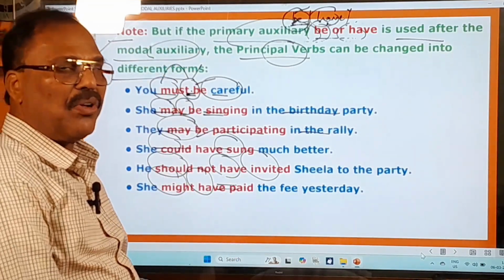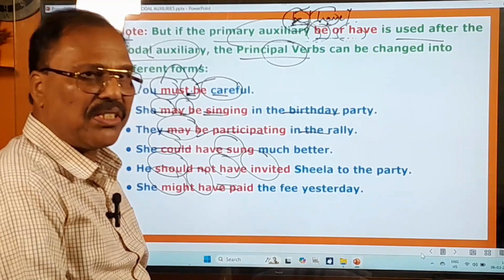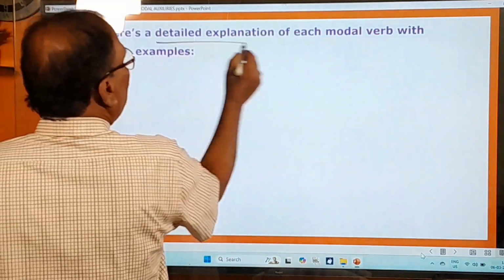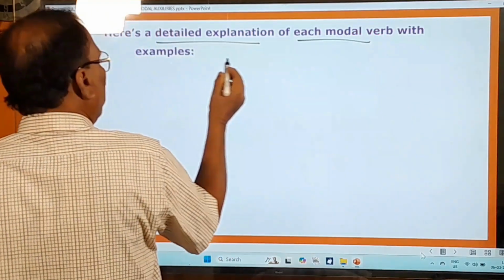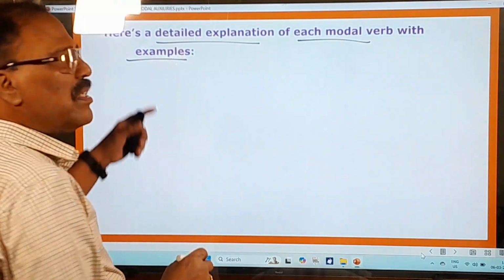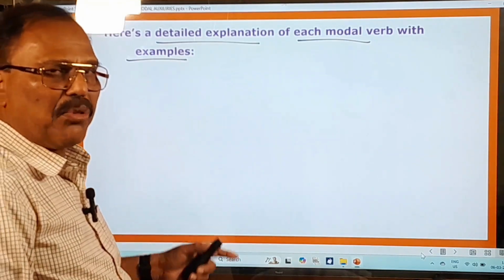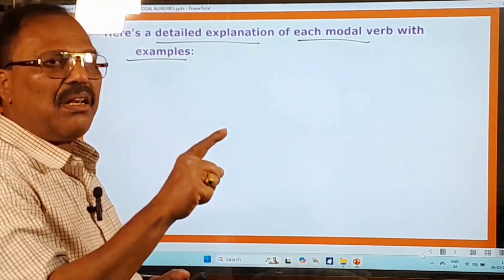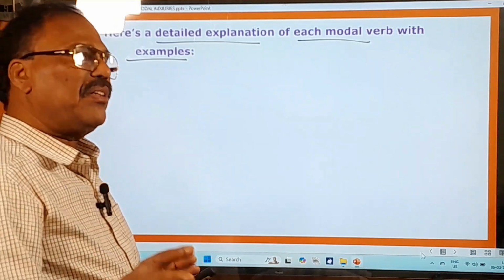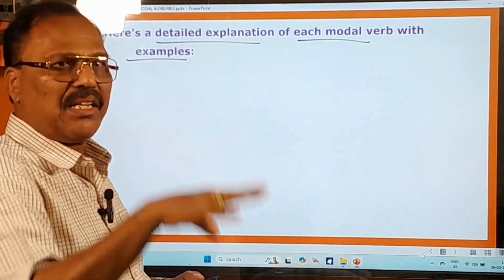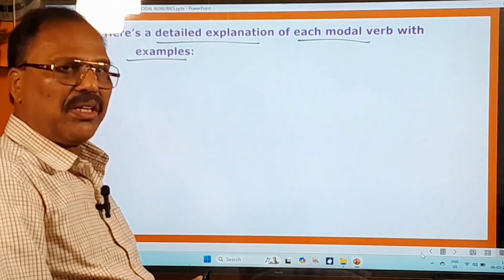And now we move on to other important aspects of this topic. Here is a detailed explanation of each modal verb with examples. So in this particular video, I am going to deal only with shall, will, should, would. With these four modal auxiliaries only, I am going to deal with in this video.